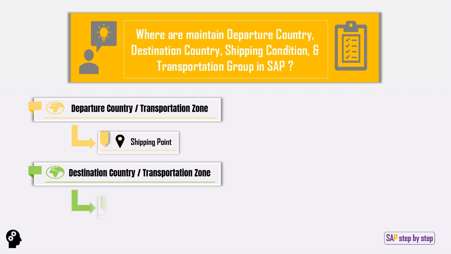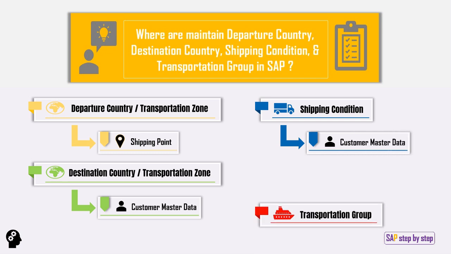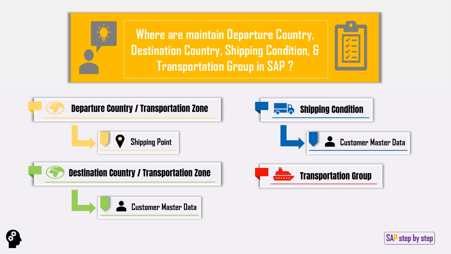This is maintained in the customer master under General Data, Address tab. 3. Shipping condition. This is maintained in the customer master under Sales Area Data, Shipping tab. 4. Transportation group. This is maintained in the Material Master under Sales, General, Plant View.